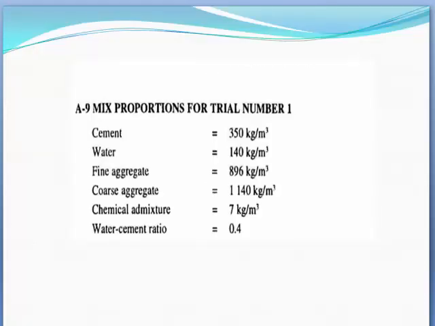So the mix proportion for trial one is ready. Cement is 350 kg per meter cube. Water is 140 kg per meter cube. Fine aggregate 896 kg per meter cube. Coarse aggregate 1140 kg per meter cube, and chemical admixture 2% by the mass of the cement, that will be 7 kg per meter cube, and the water cement ratio which we are taking is 0.40.